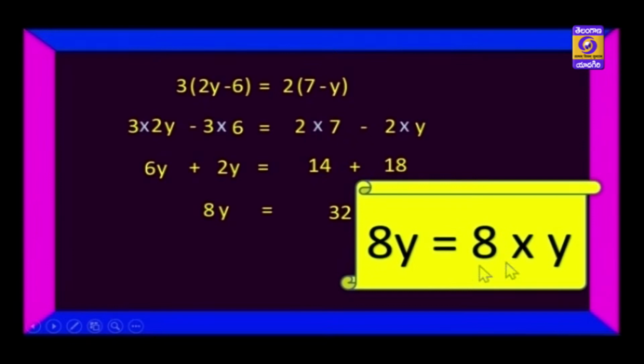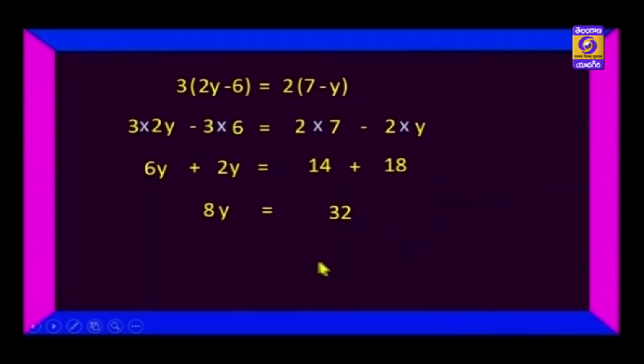So that is 8 under multiplication, and the multiplication operation changes to division after transposing. Now you cancel the parts using the 8 table. 8 ones are 8, 8 fours are 32, hence the answer for this linear equation is 4. And what is our duty next? We have to verify our answer, whether it is correct or wrong.